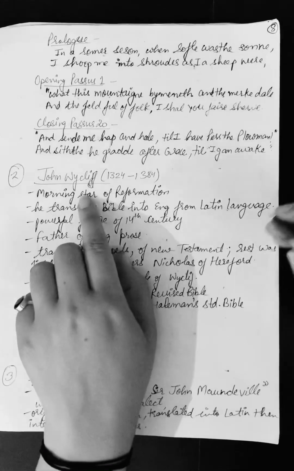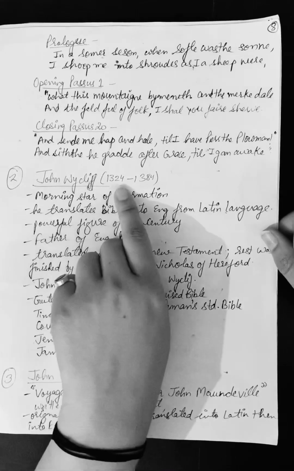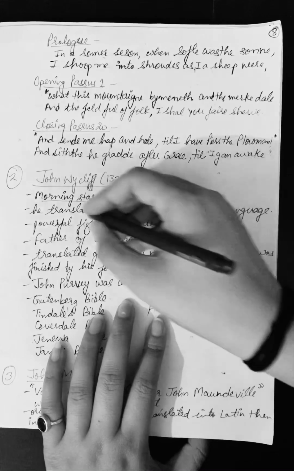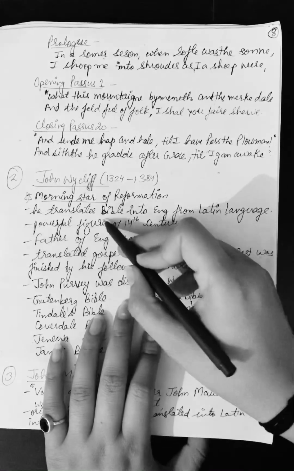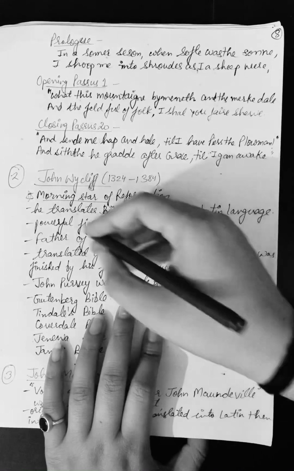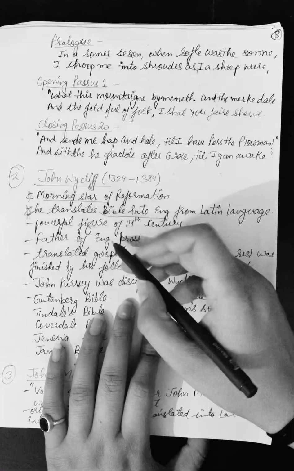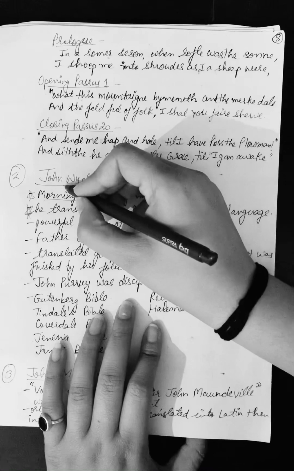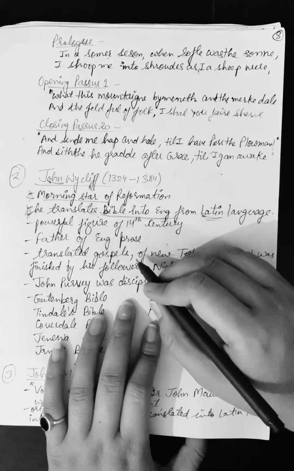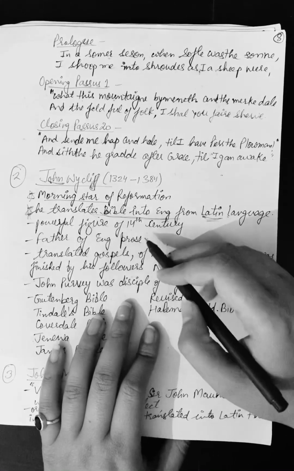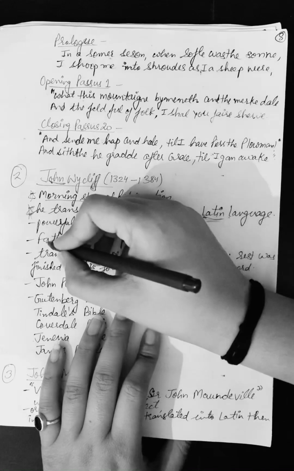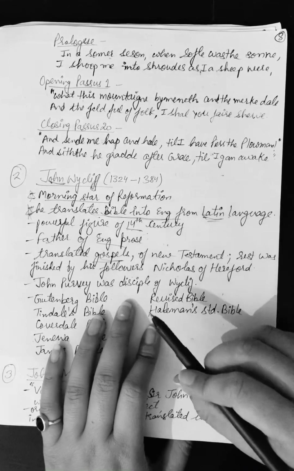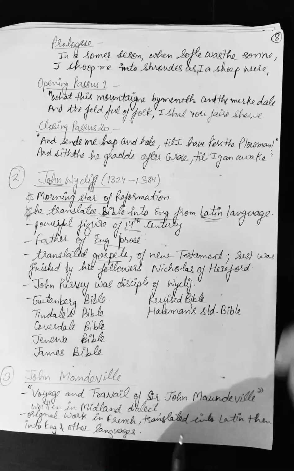That's it. The second is John Wycliffe, from 1324 to 1384. He is called the Morning Star of the Reformation. Remember it. He translated the Bible into English, very important. Who is known as the translator of the Bible into English from Latin? This is John Wycliffe. Very important point. A powerful figure of the 14th century, father of English prose. He translated the Gospels and the New Testament, and the rest was finished by his followers.